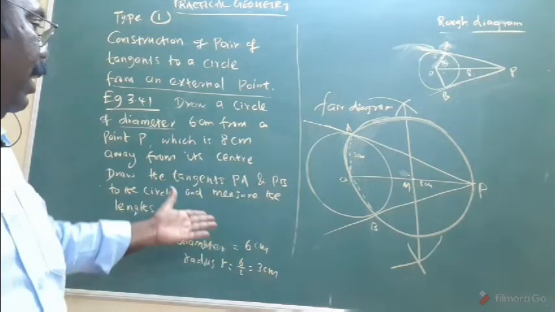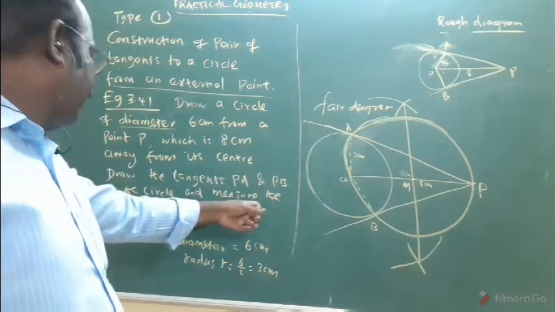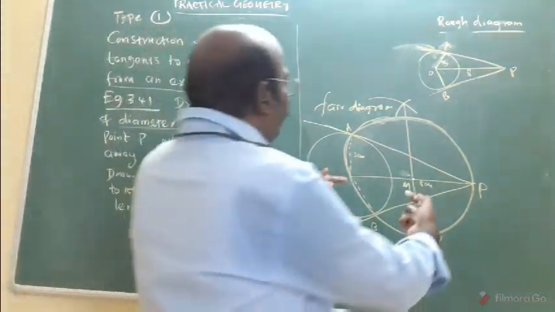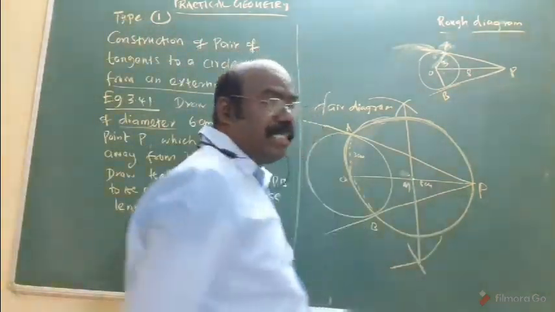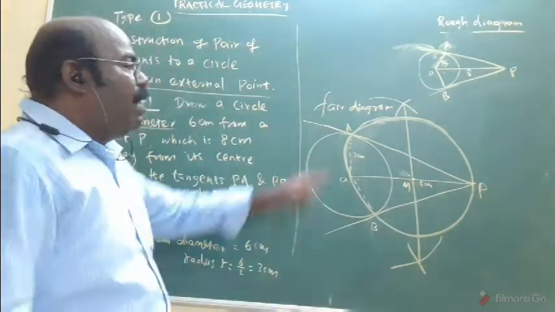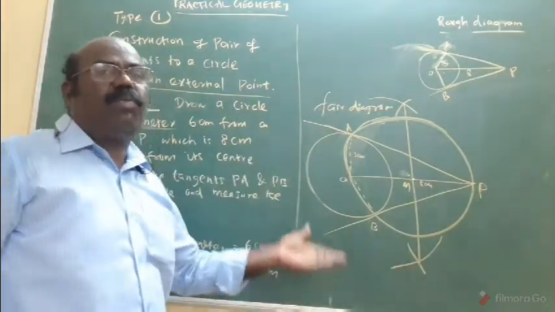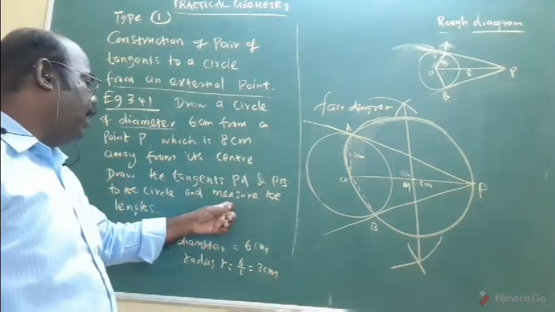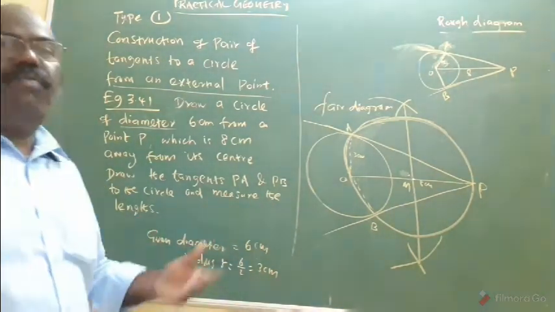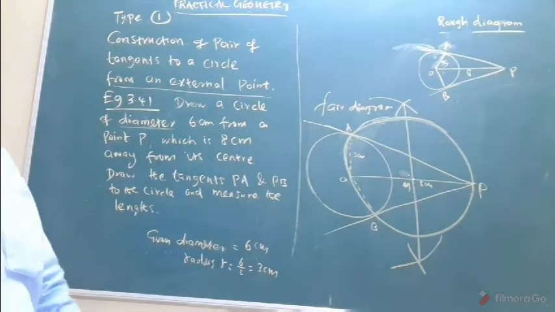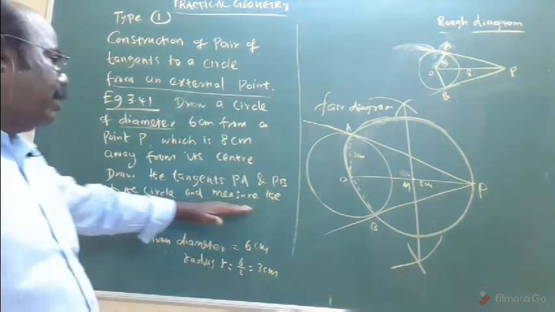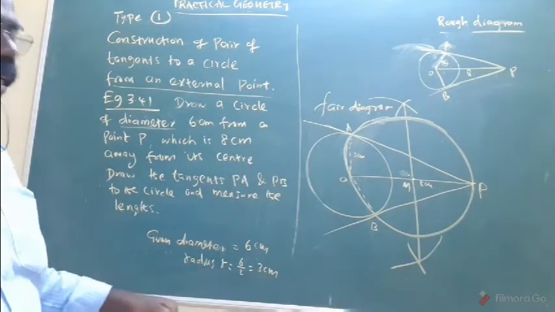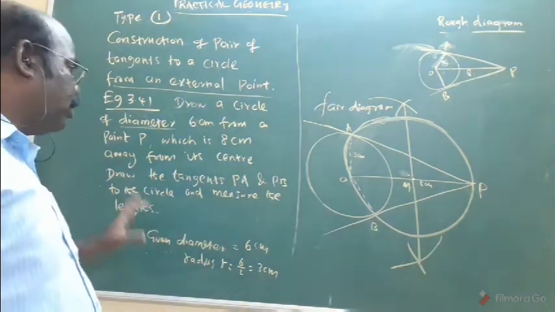Now, measuring the length is asked: PA and PB. By using the scale, you will measure the lengths PA and PB, that is the answer. And also verify whether this answer is correct or not by using a small calculation. That is extra work. Sometimes verification is not asked, but here verification is also asked. Verification means measuring the length is also asked.